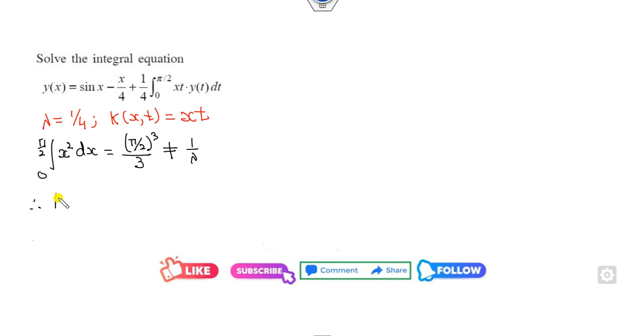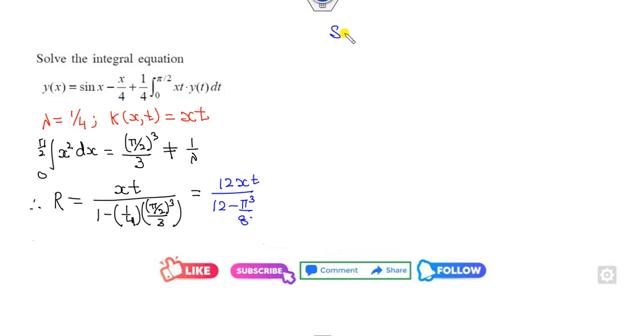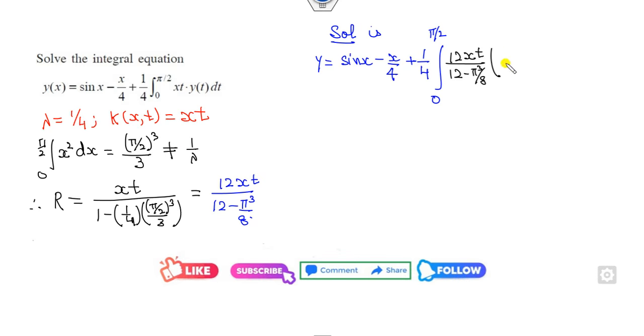Fine. So therefore your resolvent kernel will be K(x,t) divided by 1 minus lambda into pi over 2 cube divided by 3, which comes to be, I can say 12 is the LCM, 12xt divided by 12 minus pi cube over 8. So now the solution is y is equal to sin x minus x over 4 plus 1 over 4 integral from 0 to pi by 2 of the resolvent kernel, 12xt divided by 12 minus pi cube over 8, into f of t. F of t will be sin t minus t by 4.